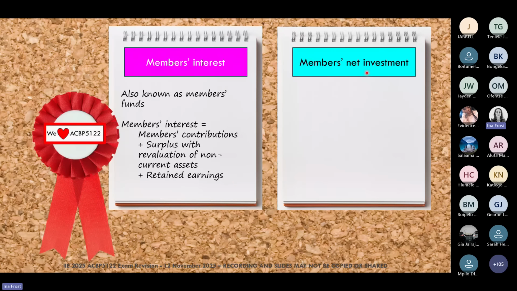The member's net investment starts with the member's interest, and then we add to it loans from the members, and we subtract loans to the members. So these two terms, you must know how to do an application question on these terms, and also you need to be able to answer a theory question.